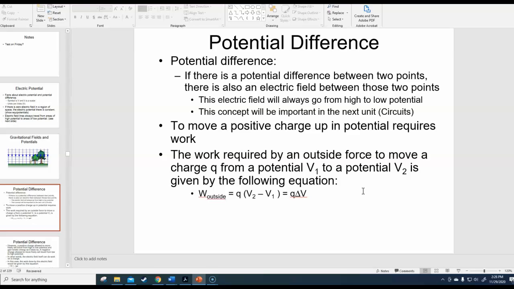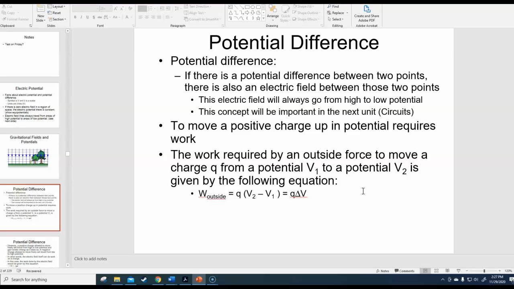Okay, but if I have a positive charge in my pocket, if I want to move it from a low potential to a high potential, I have to do a positive amount of work. We talked about that before. Just like to lift a ball up into the air, I would have to do a positive amount of work. I would have to add energy to the ball.